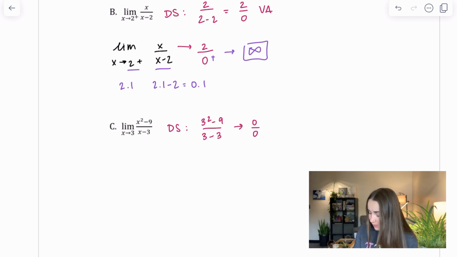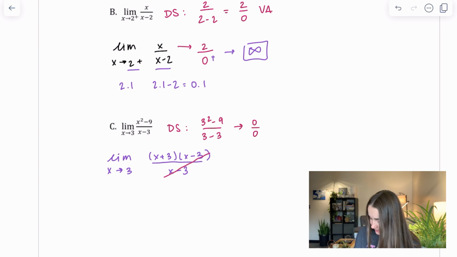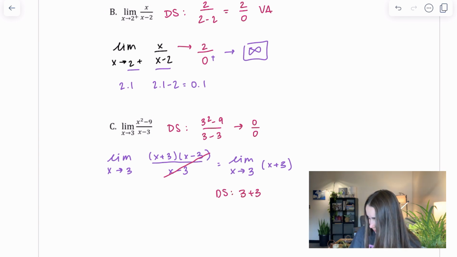The first way is your brain might be like, oh, I can factor the numerator because it's a difference of squares. The purpose of doing that is so that the x minus 3 divides out, and all we're left with is the limit as x approaches 3 of x plus 3. Again, we can apply direct substitution here. So we can plug in that 3 value, and we get 3 plus 3 is equal to 6. And that right there would be your solution.